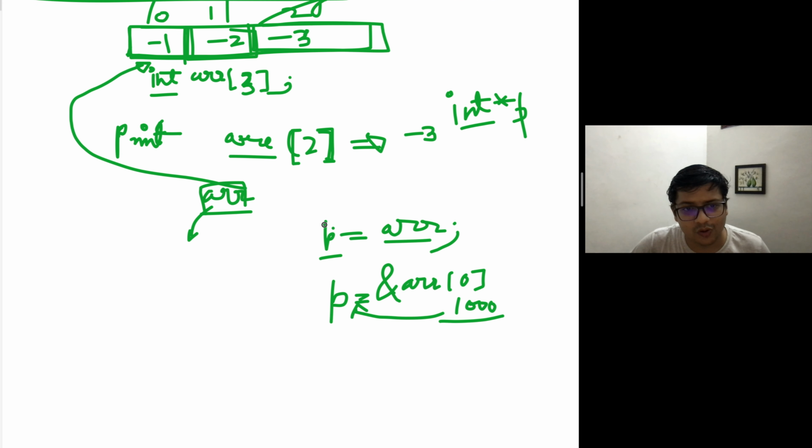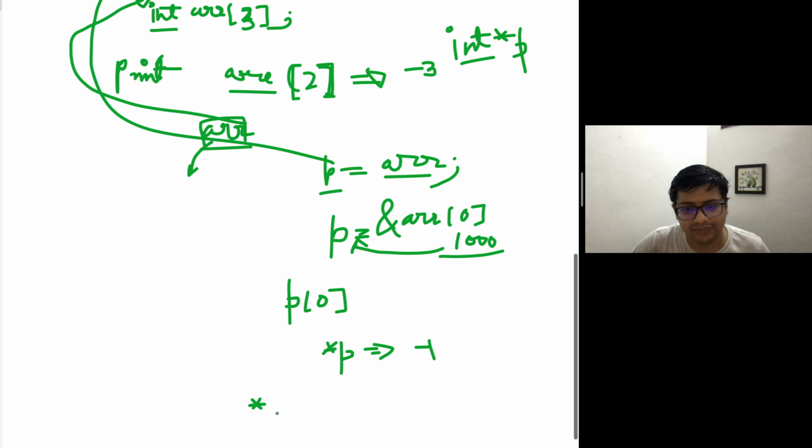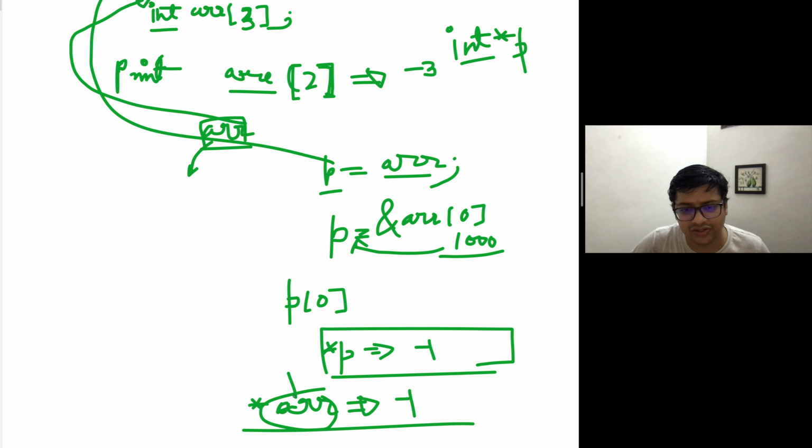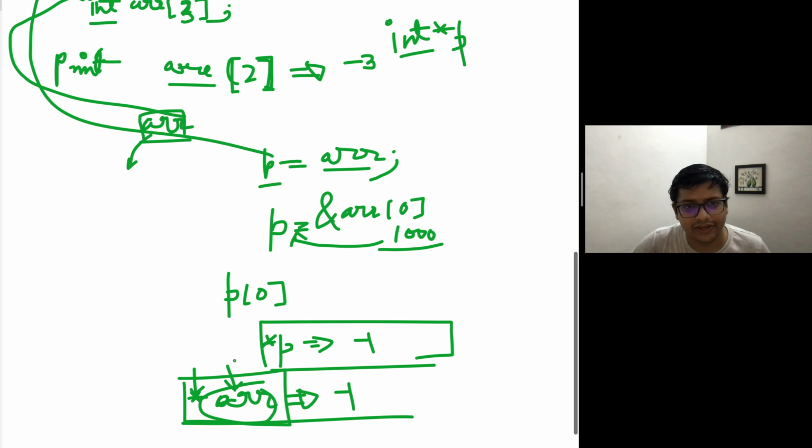So now p is also pointing to the same first element of the array, and we can also use p with an index to access all elements of this array. We can also do something like this, which gives the first element of the array, and it will print -1. If we do the same with the array, it will also print -1. These both are the same. The array is just a pointer, and we use the asterisk operator to dereference it. So this is how we use the pointer in the case of an array.